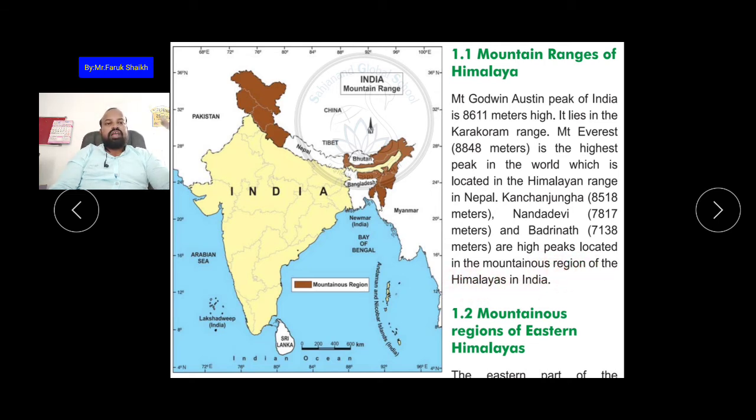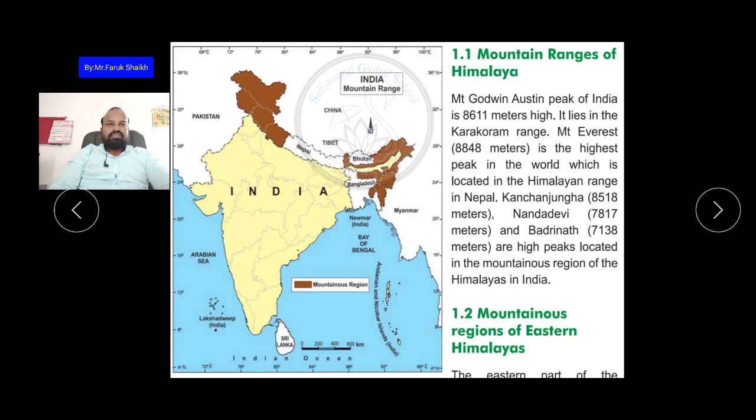And most of the high regions of the mountains are located in the Himalaya. To keep it in mind, you have to learn by heart two very important heights: the Godwin Austen height and the Mount Everest height. The Godwin Austen is the highest peak of India, and its height is 8,611 meters. And Mount Everest, which is the highest mountain in the world, its height is 8,848 meters. Okay, now next is the mountainous regions of eastern Himalaya.